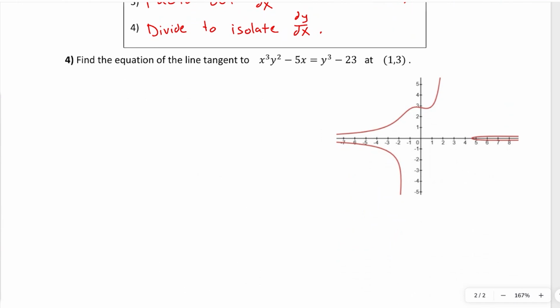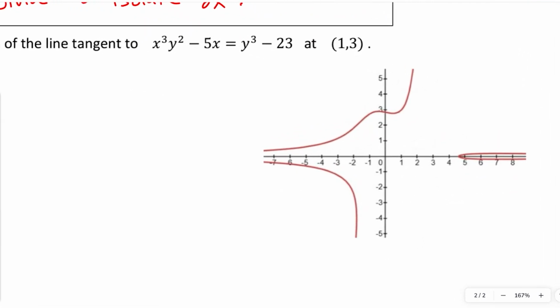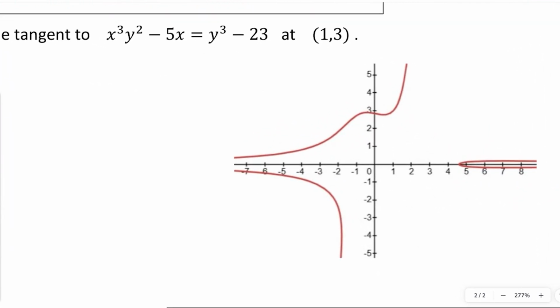It says find the equation of the line tangent to this wacky equation at (1, 3). So take a look at this graph. Okay, here's the graph of this equation. Now, I'm just throwing the graphs up here so you can put a visual to it, but you don't need to know what these graphs look like. This is not going to be a calculator test or anything. But I just want you to get a visual for what it is we're actually doing.